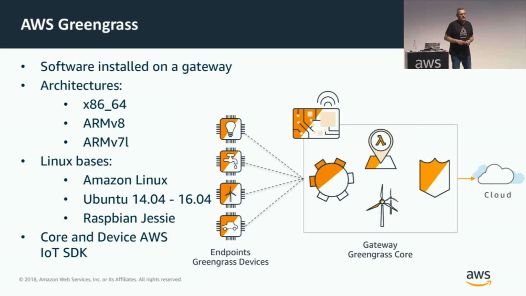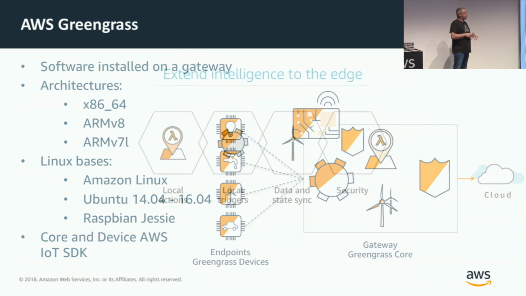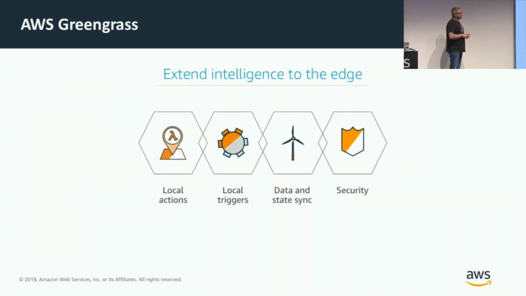This is probably the easiest way to deploy Greengrass, but you can install Greengrass on a rack. You can install Greengrass on a tower or on any server. And core devices have the AWS IoT SDK that allows them to connect directly to Greengrass. And when you install Greengrass, what you're getting out of the box is basically the expansion of the cloud into your local device. And it will allow you to do local actions with Lambda.